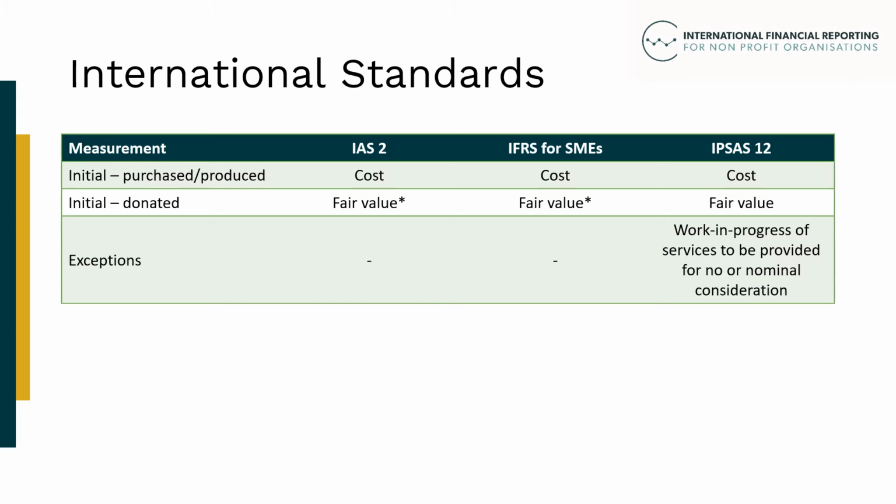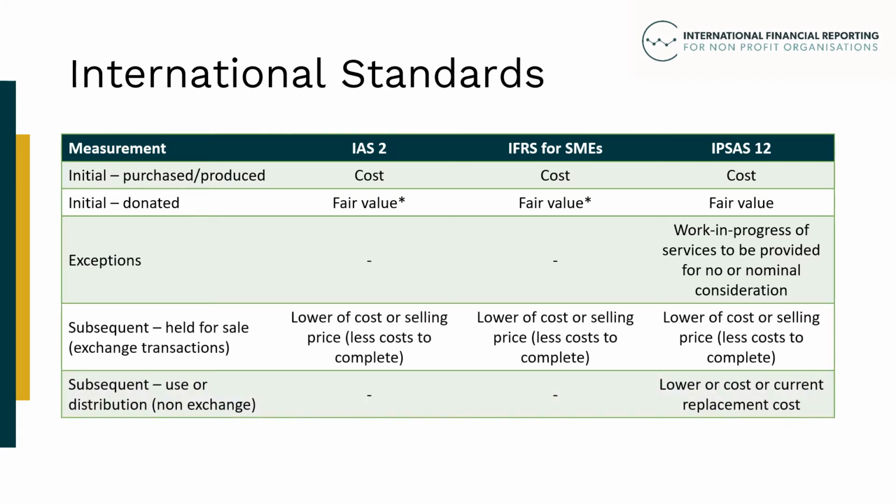All three standards require inventory held for sale to be subsequently measured at the lower of cost or selling price less cost to complete, as previously described in the general principles for measuring inventory. But this does not apply for inventory held for use or distribution. IPSAS 12 includes an alternative approach to subsequent measurement, where inventory held for use or distribution is measured at the lower of cost or current replacement cost. There is no equivalent in IFRS or IFRS for SMEs.